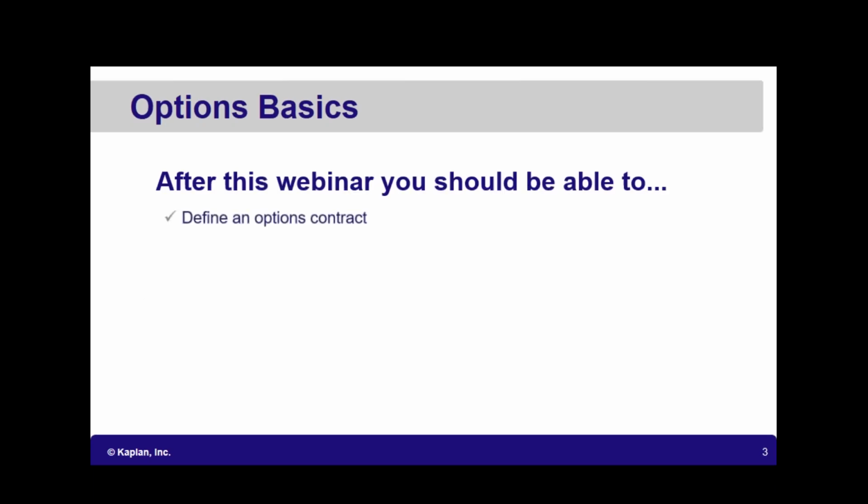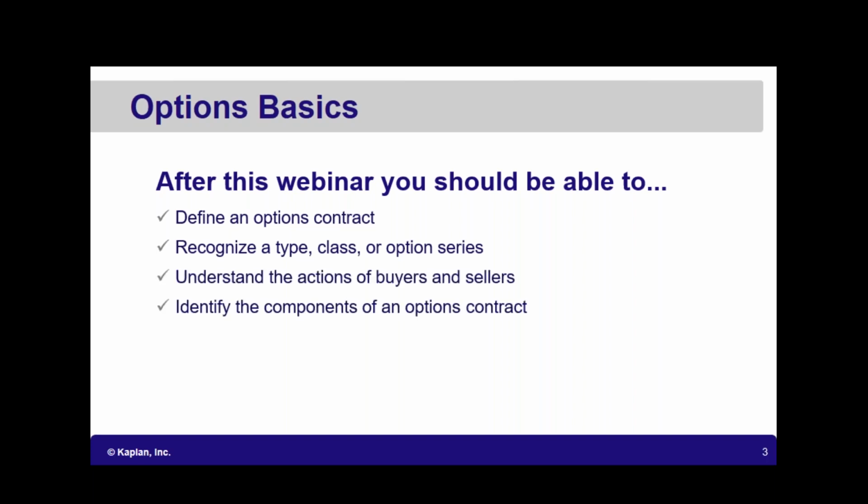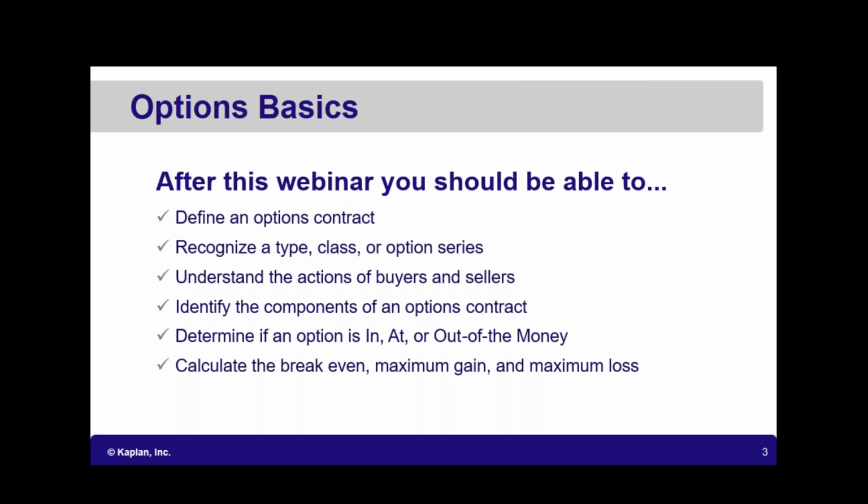So sit back, relax, and after this webinar, you should be able to define an option contract, recognize a type, class, or option series, understand the actions of buyers and sellers, identify the components of an option contract, determine if an option is in, at, or out of the money, and last but not least, calculate the break-even, maximum gain, and maximum loss on various options.